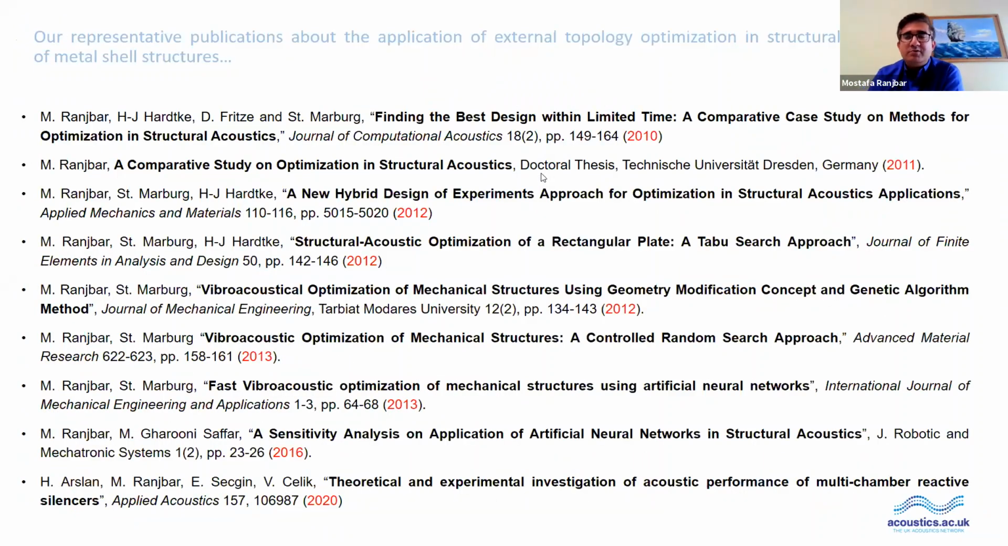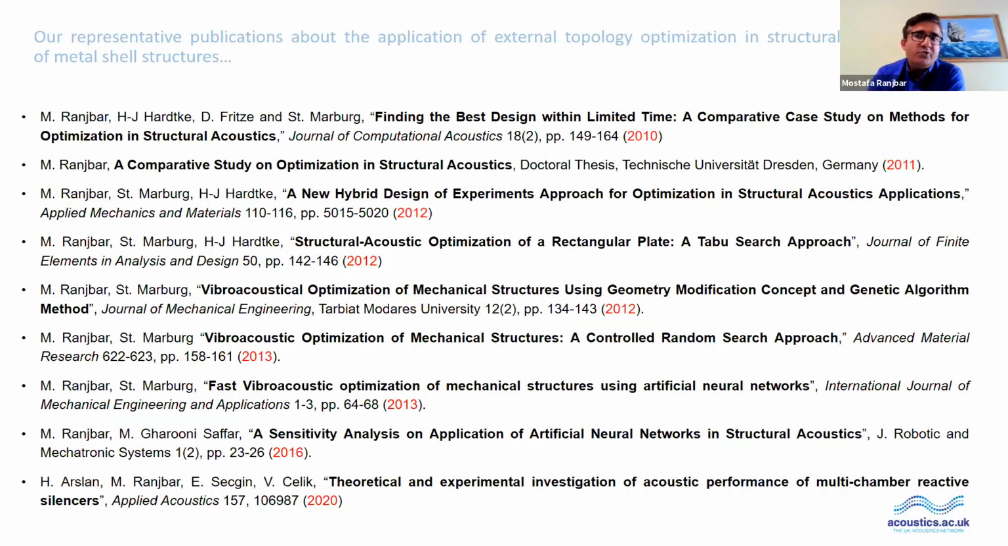If I want to discuss my experience, I can divide my work on structural acoustics and engineering acoustics into three branches. The first was the topology design optimization of metal shells with respect to their vibro-acoustic performance. The second branch was the acoustic design of mufflers and silencers. And the third, which I'm currently working on actively, is the vibro-acoustic design of metamaterial structures with negative Poisson ratio.